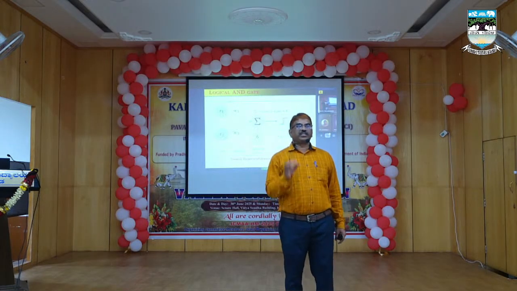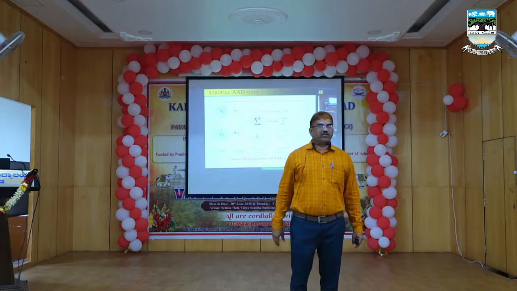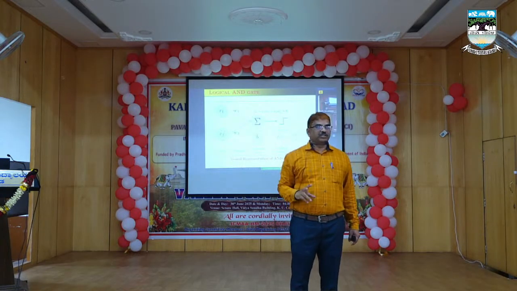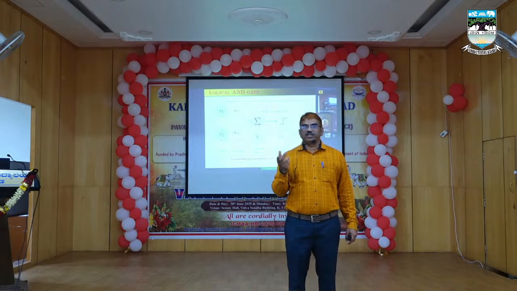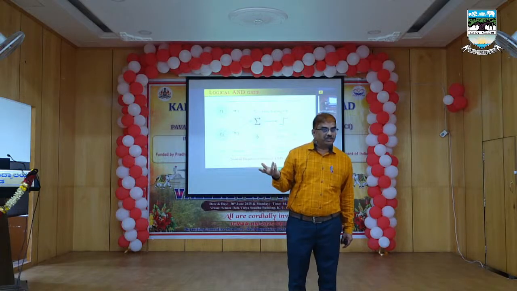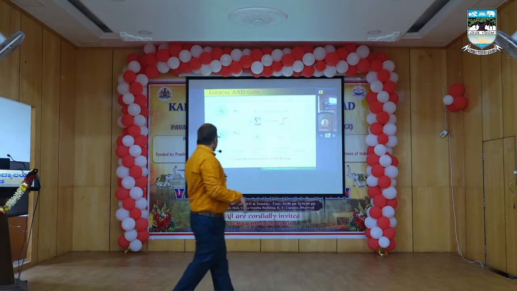So I have considered a simple gate, the AND gate. How does it work? I am taking only 2 inputs. When both inputs are 1, the output is 1. If one of the inputs is 0, what is the output? 0. Okay, good.